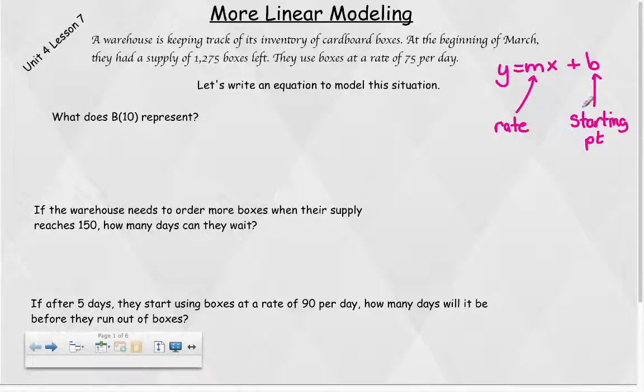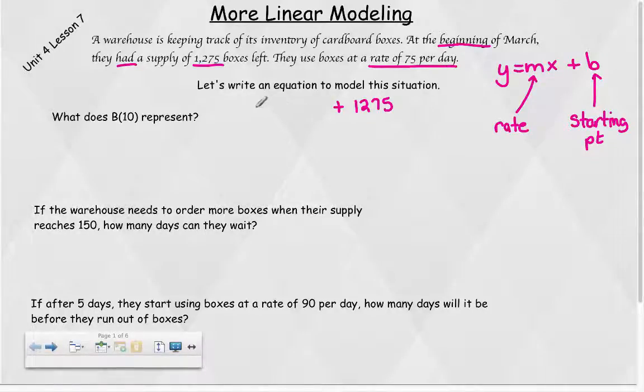All right, well, I know I've got to figure out what's my starting point. Well, beginning, had 1,275 boxes. So that's my beginning. That's my starting point. Now my slope's got to be my rate. And right here, a rate of 75 per day.